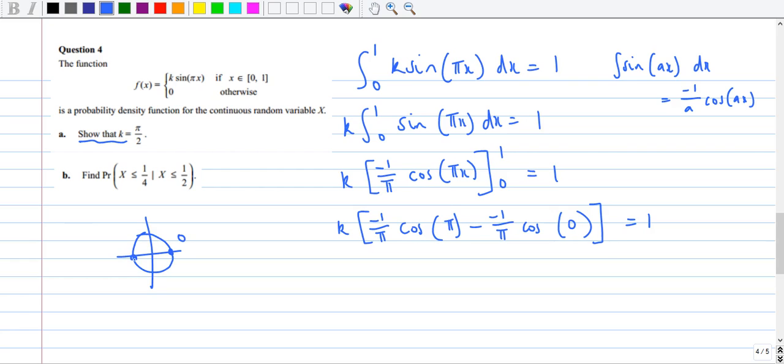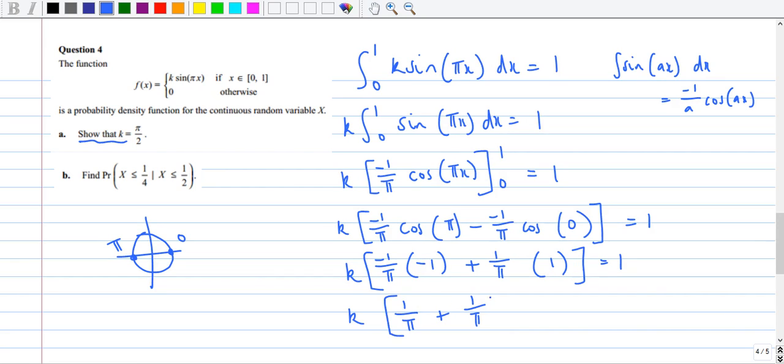0 is here, pi is here, and the cos value is the x coordinate of those points. So cos of pi is negative 1, and this can be made into a plus 1 on pi. Cos of 0 is 1. Let's tidy this up a little bit further. Negative 1 on pi times negative 1 is 1 on pi, plus 1 on pi equals 1.